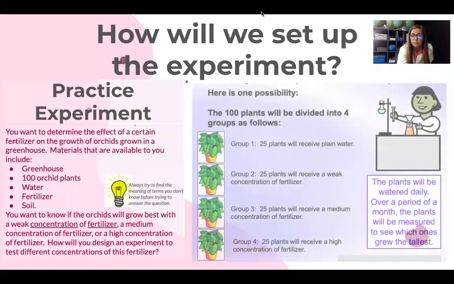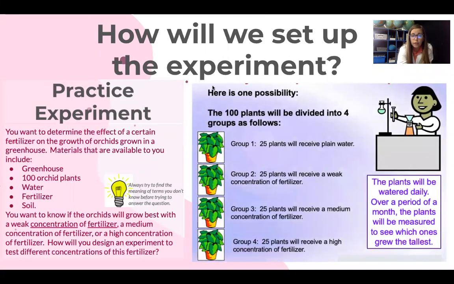Excellent. So if we divide our 100 plants into 4 equal groups, we have 1 control, which is just going to receive plain water, and then 3 different groups that receive 3 different levels of fertilizer. We're going to have 4 groups of 25. 25 will receive water, 25 will receive a weak concentration, 25 will receive a medium concentration, and 25 will receive a high concentration of fertilizer. They're going to be watered daily using that concentration, and over the period of a month, they're going to be measured to see which one grows the tallest.